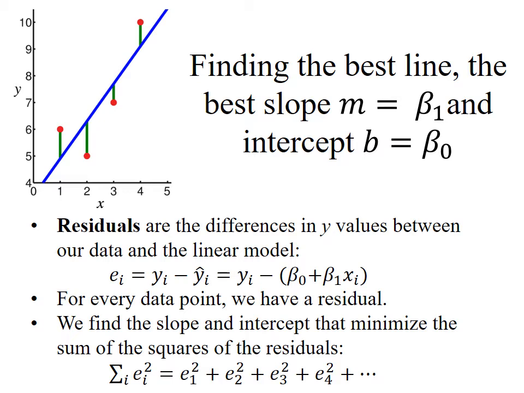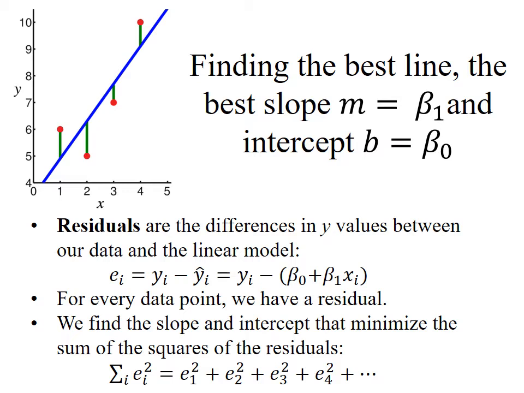So for every single data point that we're fitting, we have a residual. We're going to choose the slope and the intercept to make the residuals as small as possible, except that as small as possible would include negative values. I don't want lots and lots of very negative numbers.